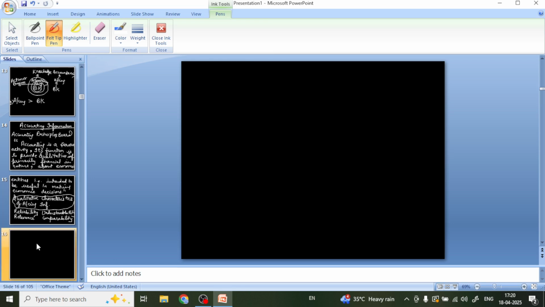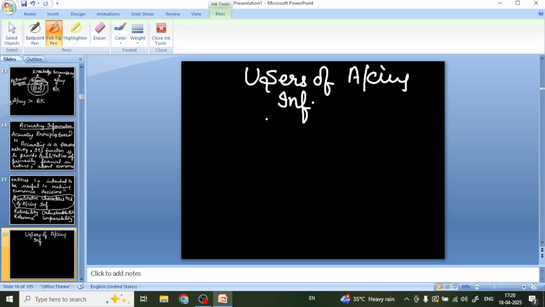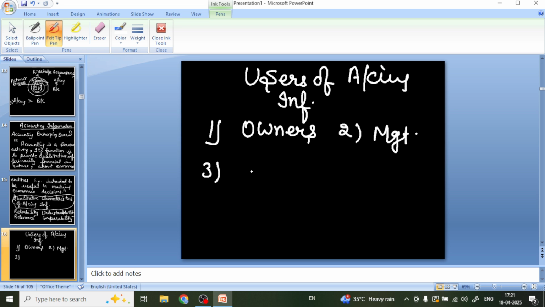Now, next point, users of accounting information. Who are the users? Users of accounting information: first, owners. Second, management. Third, employees or workers.